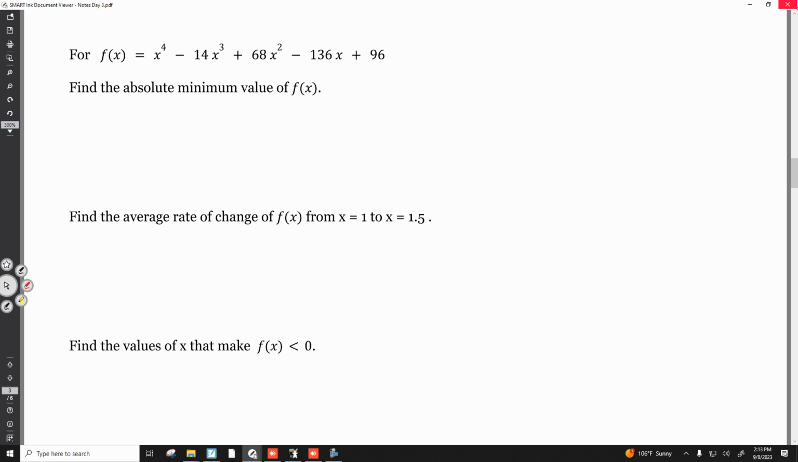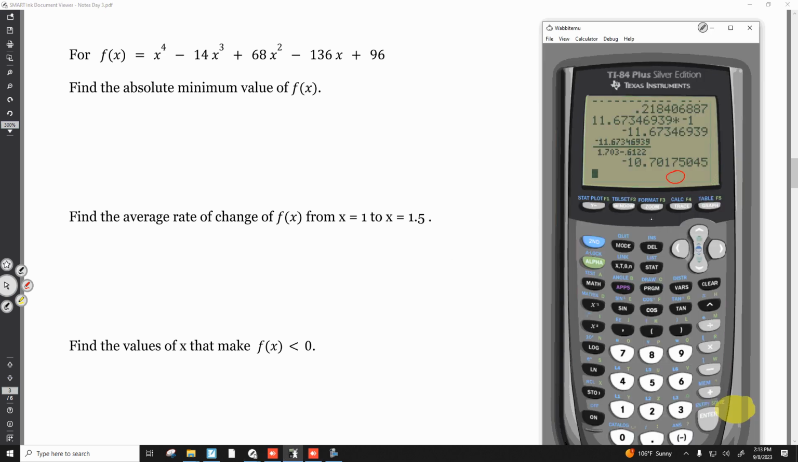Okay, this is more of day 2 stuff. Here we go. Y equals, type it in, x to the 4th minus 14x cubed. Man, who came up with this equation? I did. Plus 68x squared minus 136x plus 96. Great. Now, I don't know what to expect with this.